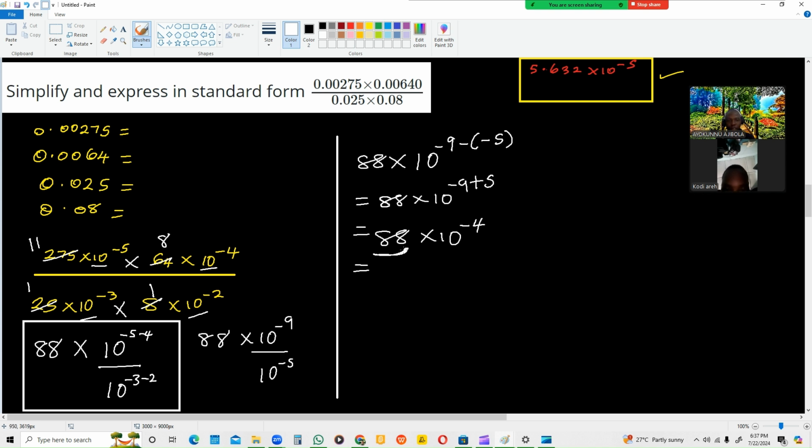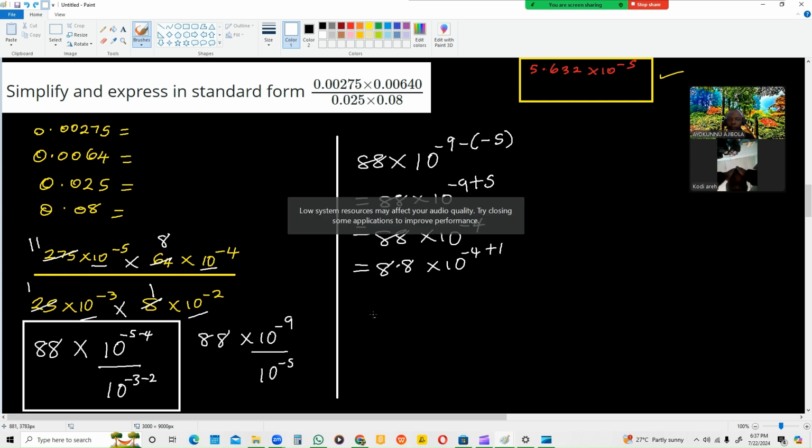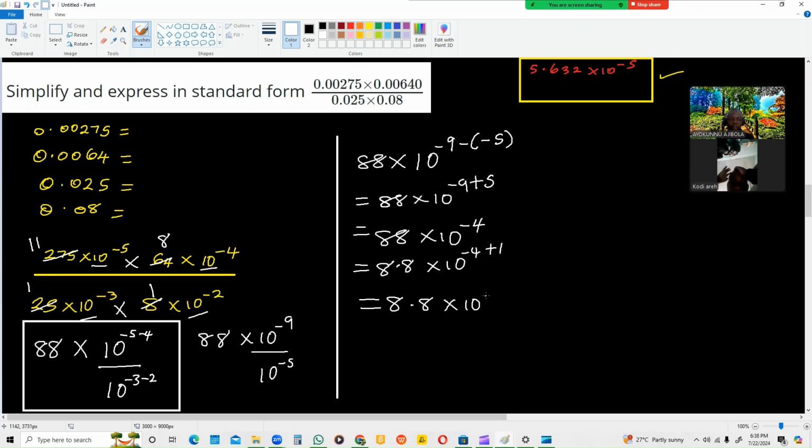So now the next thing to do is to make sure it's in standard form because this is not yet in standard form. It should be one digit and a point. So this is 8.8 times 10 raised to the power negative 4. I need to add 1 to this since I have reduced the value of 88. Is that clear? Okay, sir. So the final answer is going to be 8.8 times 10 raised to the power negative 3.